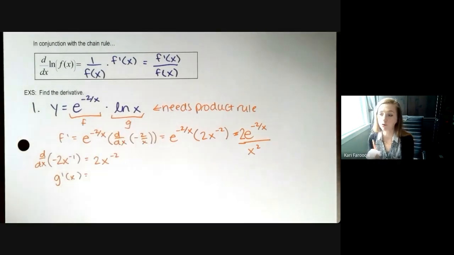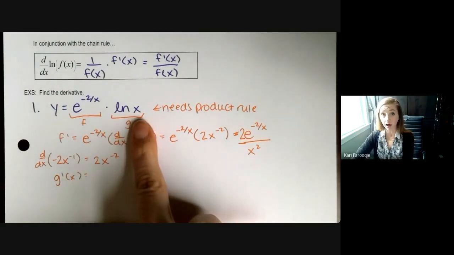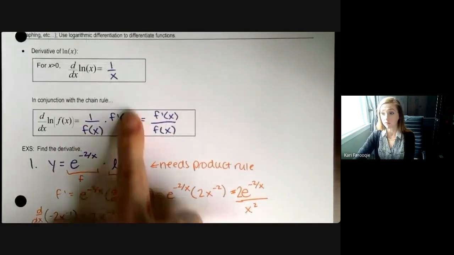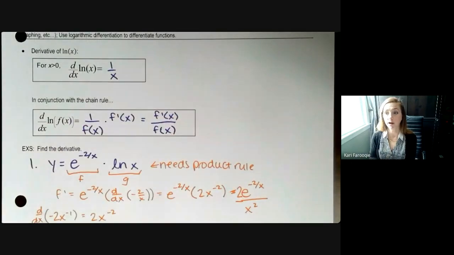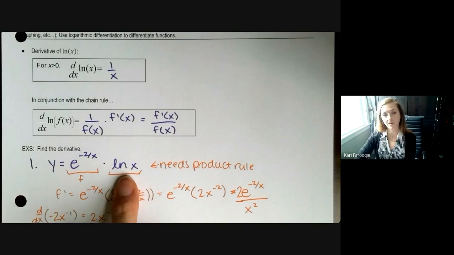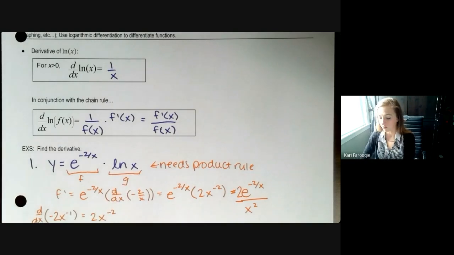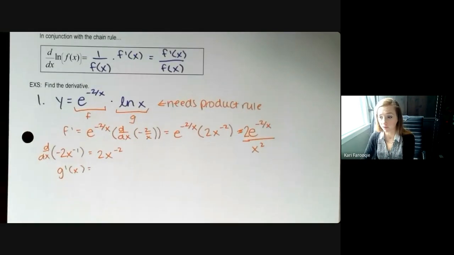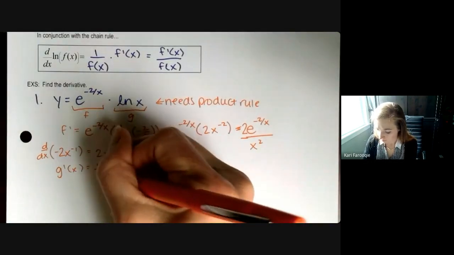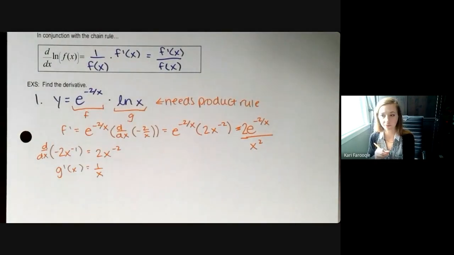And then for g prime, here is our new derivative. If g is the natural log of x, we just said the derivative of the natural log of x is 1 over x. So this is just ln x. It's not ln of some function of x. So its derivative is just 1 over x. So g prime is 1 over x.